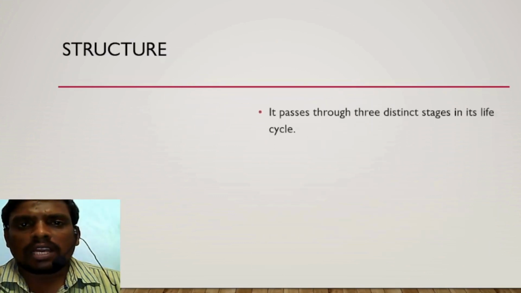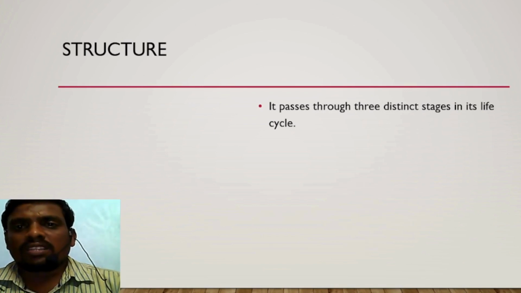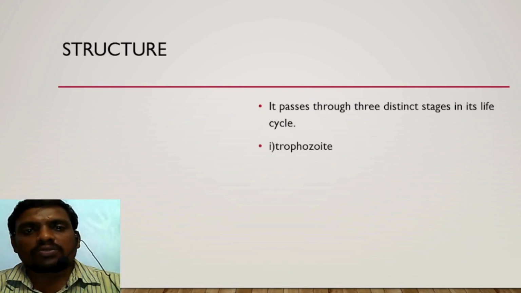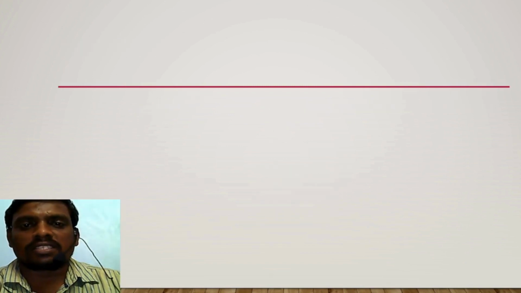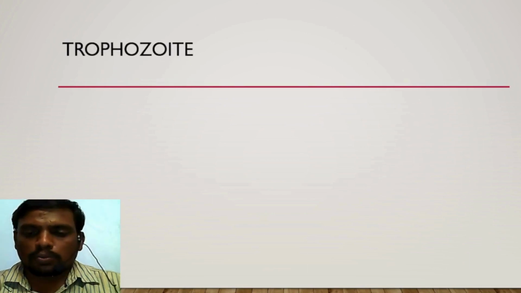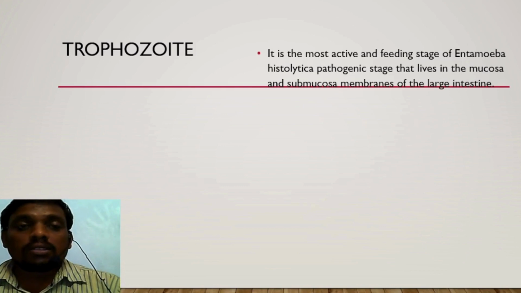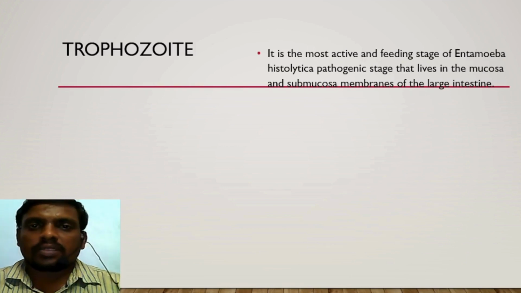So, let us see the structure of this parasite. It passes through 3 distinct stages in its life cycle. First one is the trophozoite stage, second one precystic, third one cystic stage. How does the trophozoite stage look? These are the general characters of this trophozoite stage. Later on we will see the structure and its shape.